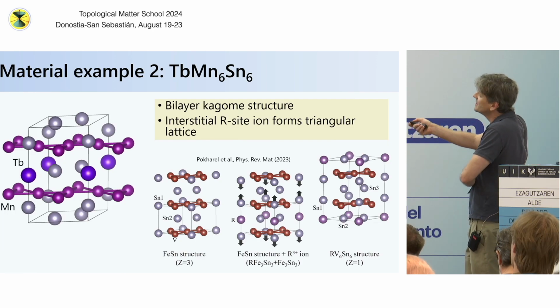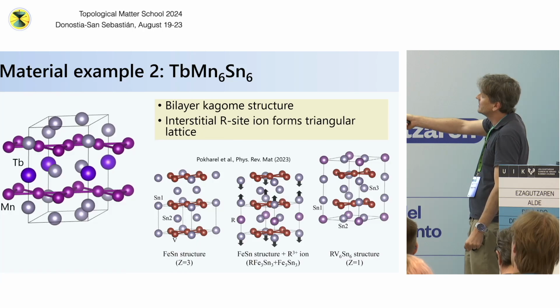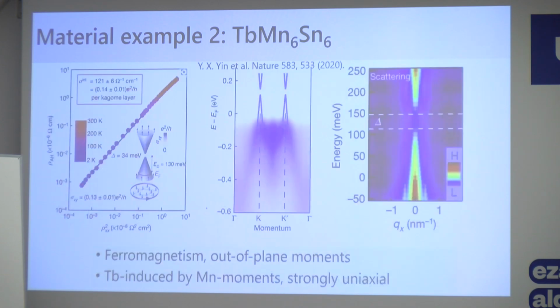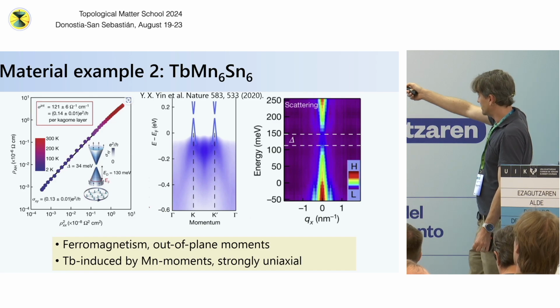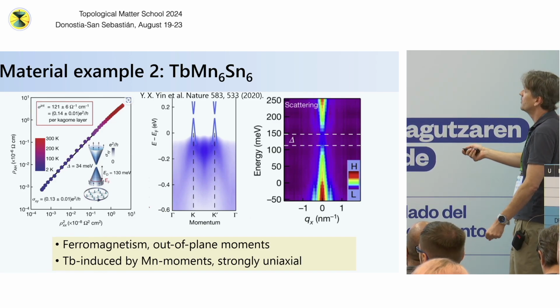And I'll come back to this in a second, because one interesting degree of freedom that affords you is that you can tune the magnetism on this lanthanide site, and realize many different types of magnetic states that in principle are natively interfaced with the Kagome planes. Okay, but in this particular case, terbium manganese 6-tin-6, the manganese site itself is magnetic, and the terbium basically has induced order via the manganese mean field.